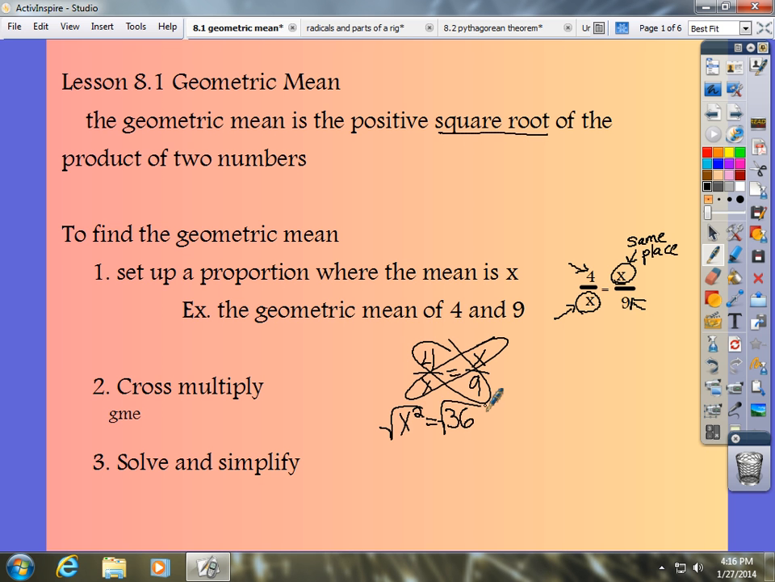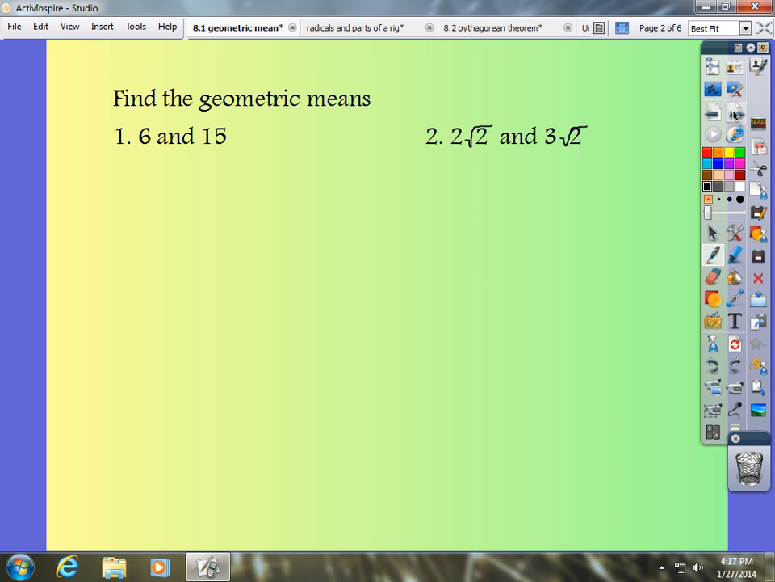Okay, when I square root a square number, it leaves me with just that number, so I just have x. X equals the square root of 36, which means the square root of 36 is 6. Okay, so the geometric mean of 4 and 9 is 6. Alright, find the geometric means of these numbers. Okay, we're going to set it up.